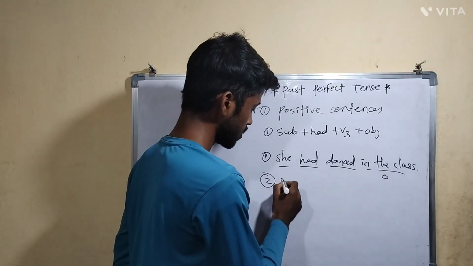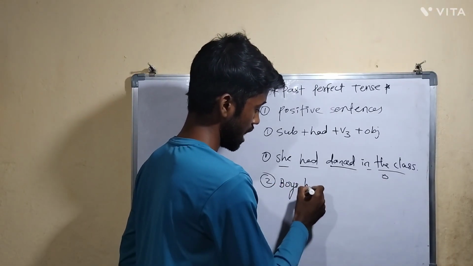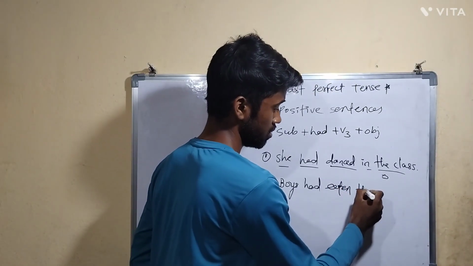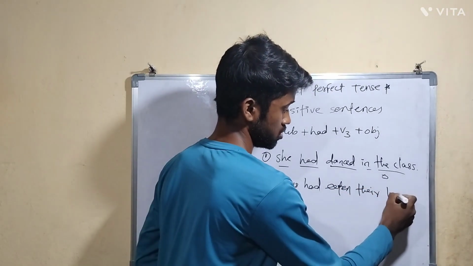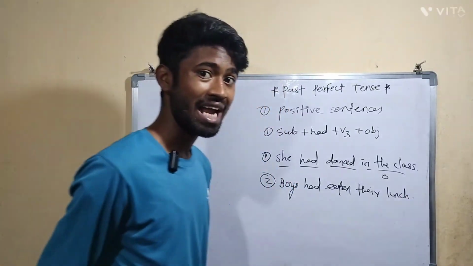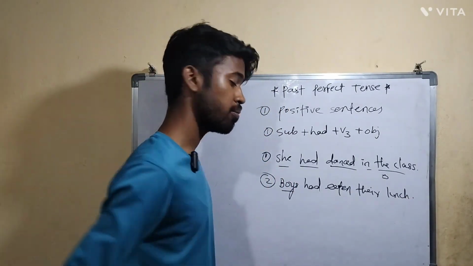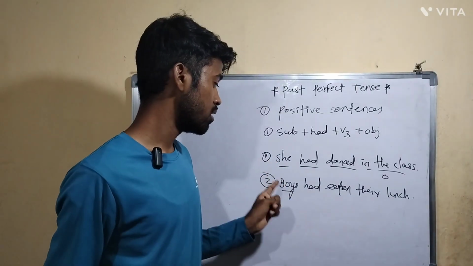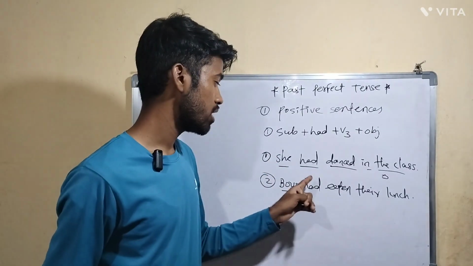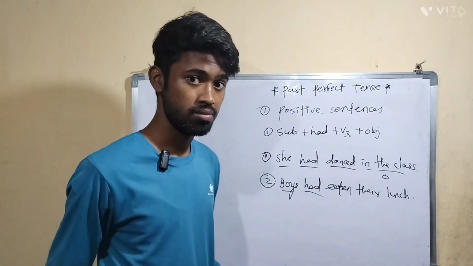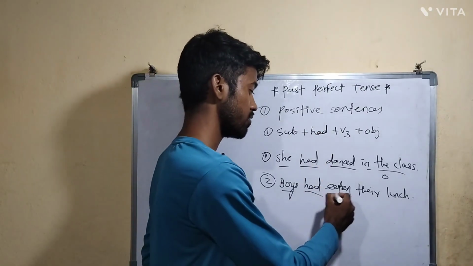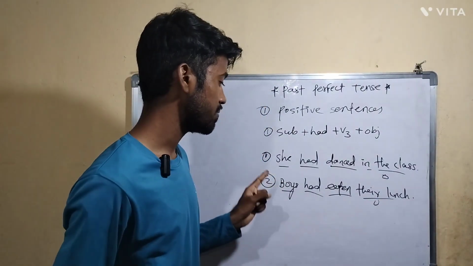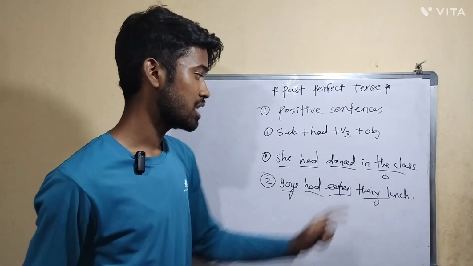Second: Boys had eaten their lunch. Now see here, boys is a plural subject. For both singular and plural subjects we use the helping verb had, because there is only one helping verb. After that, the third form of verb, and the rest is the object. So this is our second example: Boys had eaten their lunch.